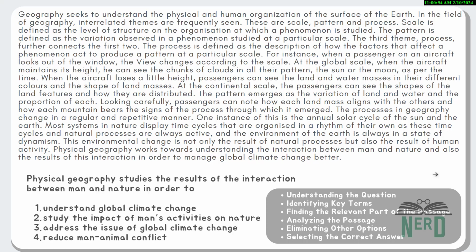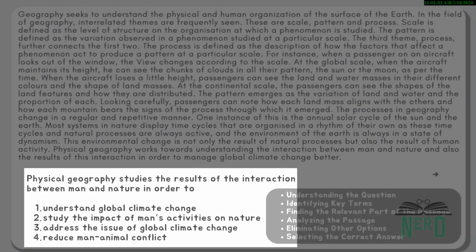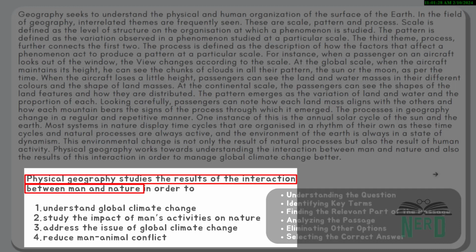So the third question, what we're gonna do, we're gonna understand the question first, right? So this question is about the purpose of studying physical geography in the context of interaction between humans and nature. So we are seeking an outcome or goal of this study. Simple, right? So what we have to find next is identifying the key terms. So what do you see in the question? So the key terms here are physical geography, then interaction between man and nature, and the purpose of this study.